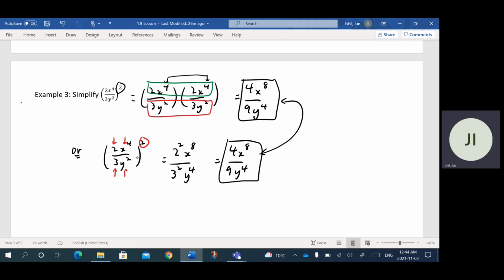Okay, so whenever you've got a fraction, basically you just want to take each of the individual terms or items and raise it to that power. All right, guys, so those are powers of monomials.